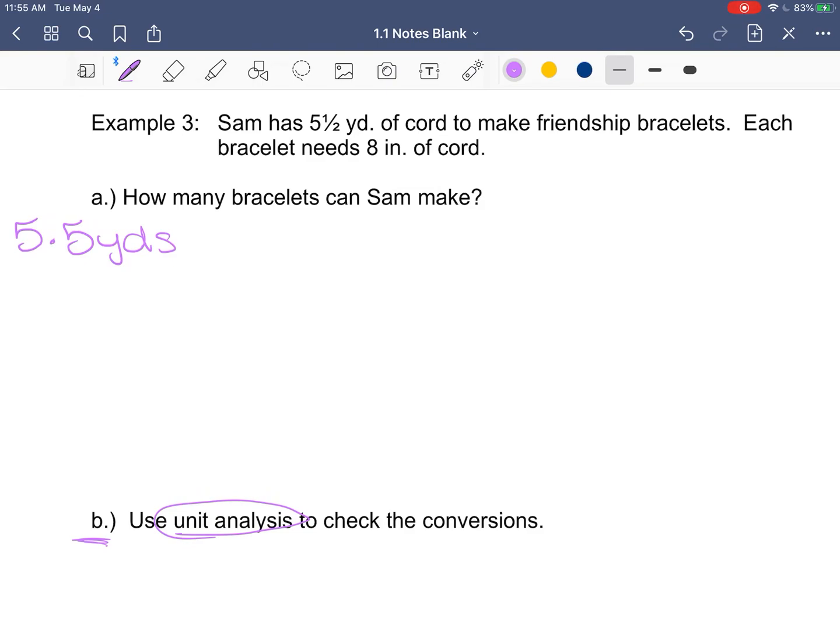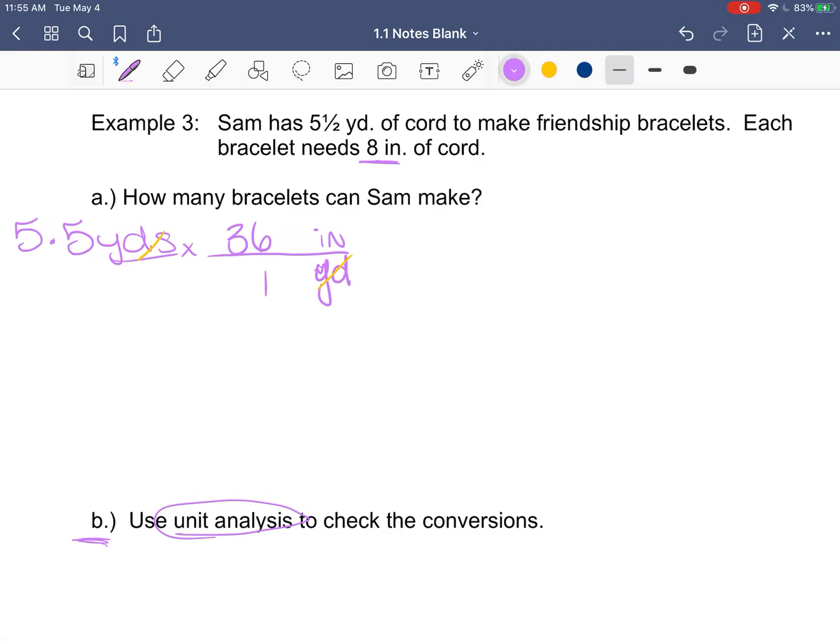Okay, so he has 5.5 yards. But we only know bracelets in terms of inches. So let's convert that to inches. This is what I call the time sign straight line. We did this in Science 10. We know that we're in yards, so in order to get rid of them, we need to put them on the bottom. And we want to go to inches. We know that there's 36 inches in 1 yard.